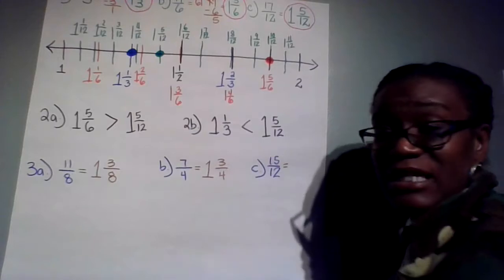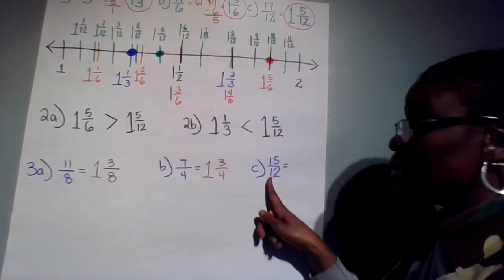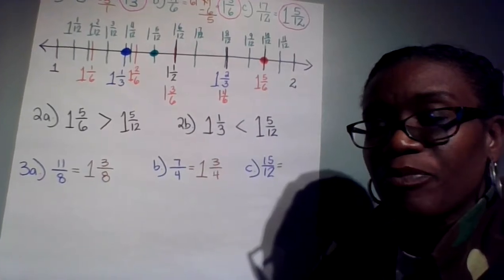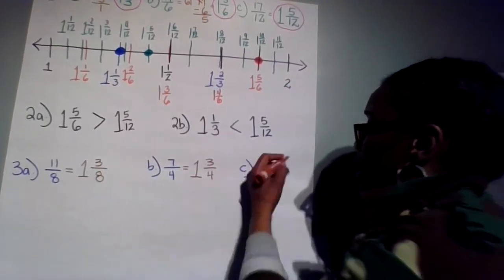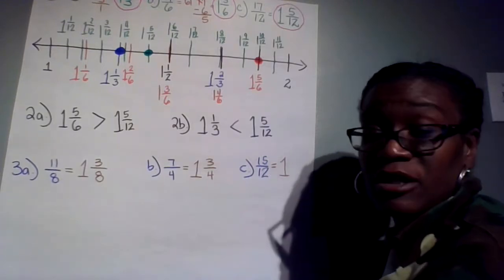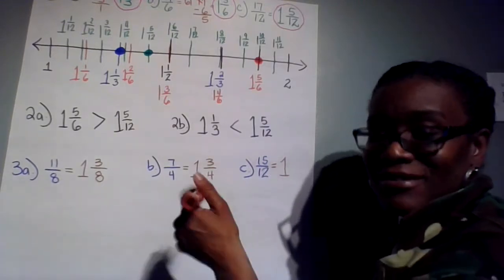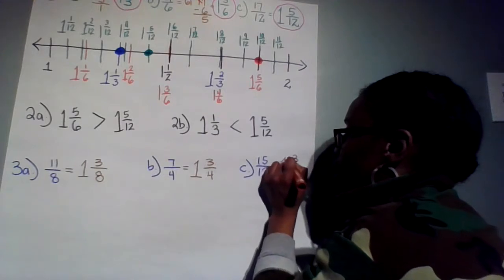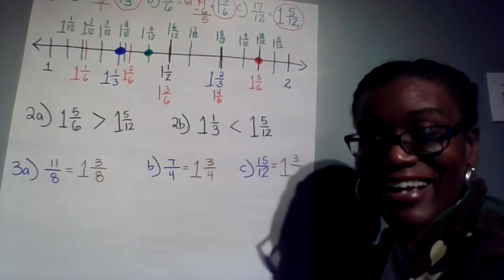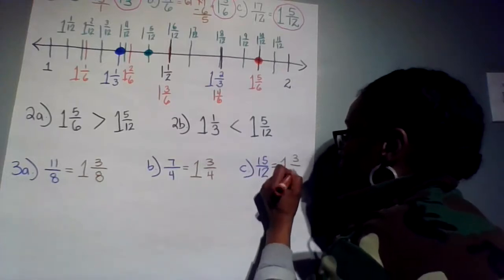And last but not least, 15/12. How many times can 12 go into 15 without going over? 1 time. And when we subtract 12 from 15, we're left with how many? That's right, 3. And what's going on with our denominator? That's right, it stays the same.